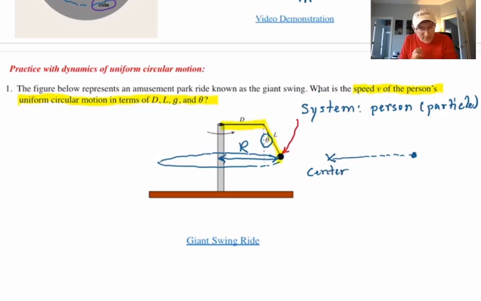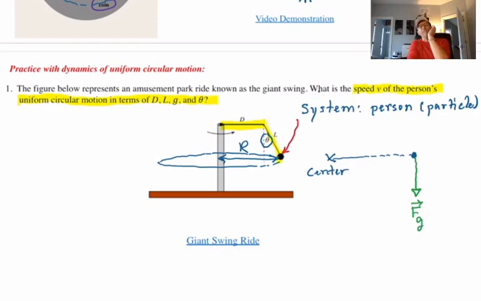All right, did you give that a try? I really hope you did. So if the person, at the moment we're drawing this, is traveling in a circle, moving directly away from us into the screen, with the center of the circle to our left, then there must be a net force to the left, right? Towards the center. All right, let's list the forces. Of course, F grav is always vertically down. Force due to gravity.